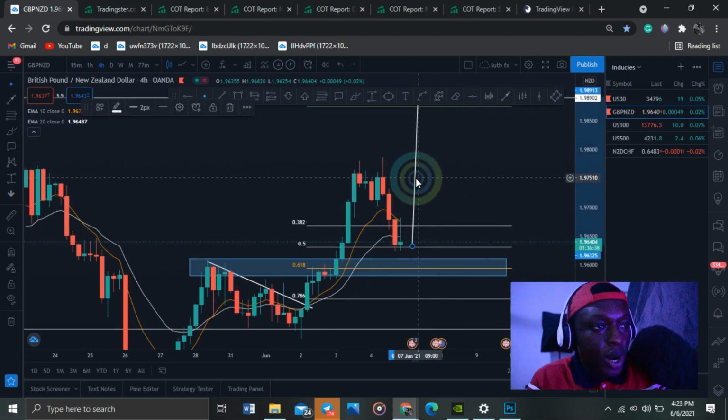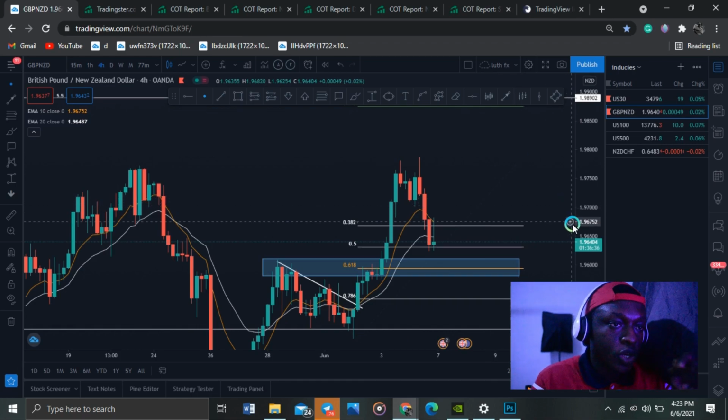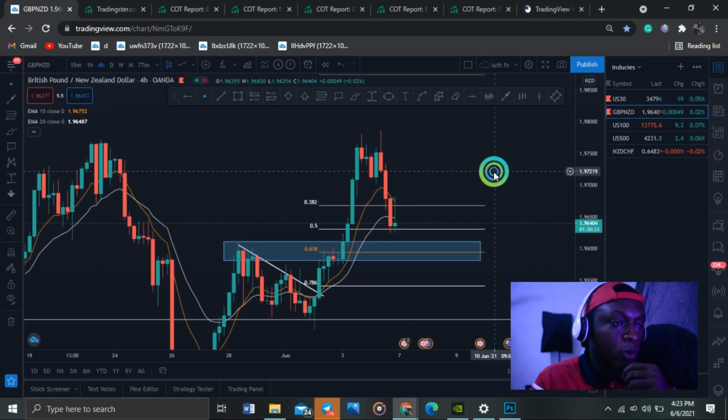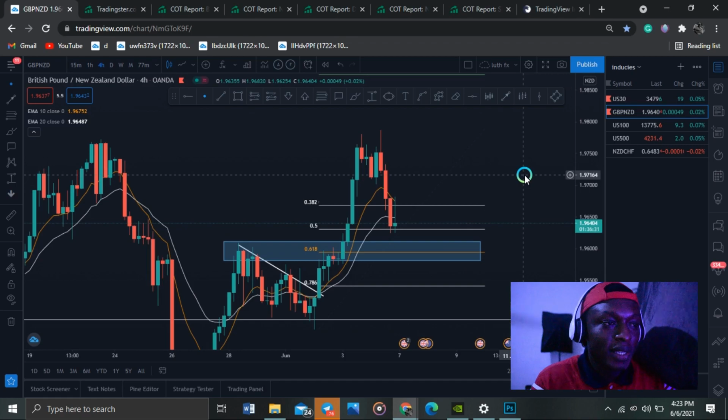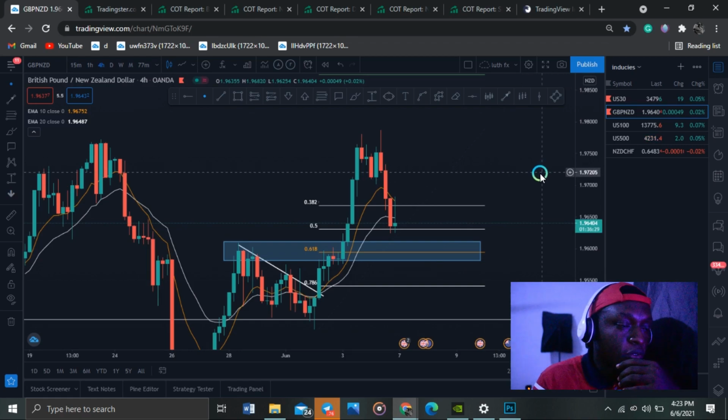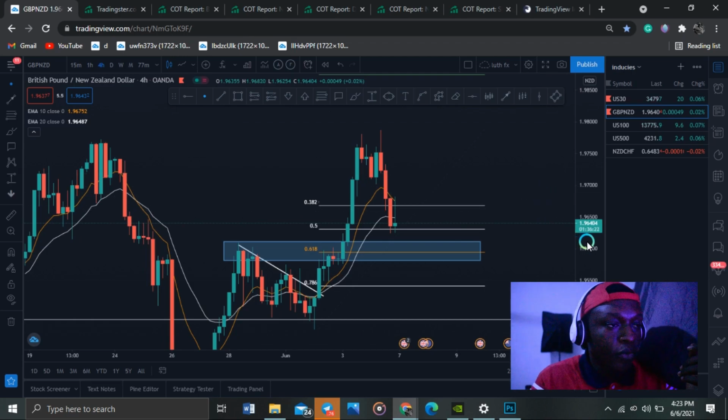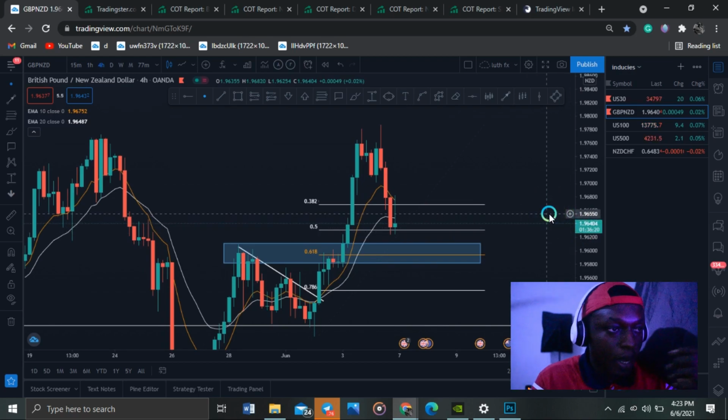But what I actually want is to be patient on this pair right here. I don't want to rush and make an early entry since the market just opened. There can be a lot of things going on. The market just opened, so things haven't really settled yet. So I'll be looking for entry probably tomorrow.